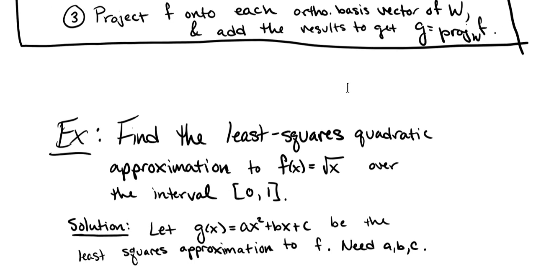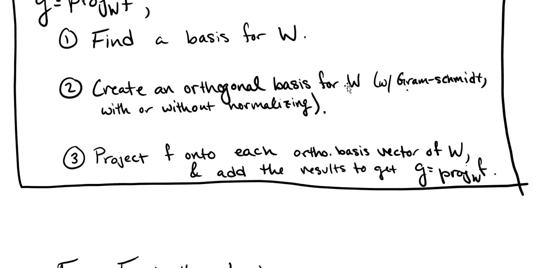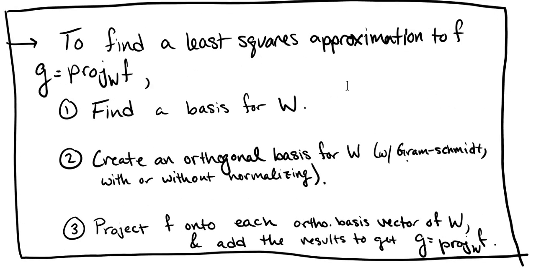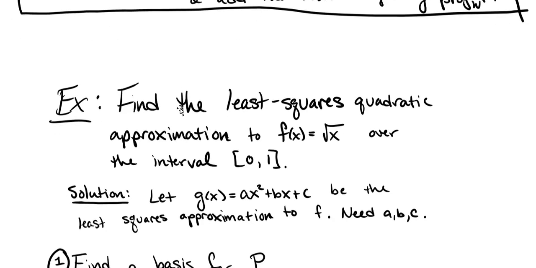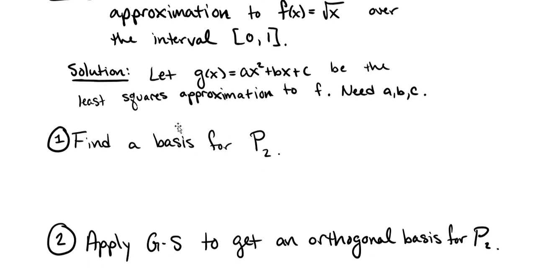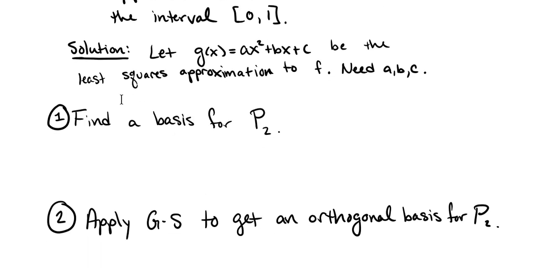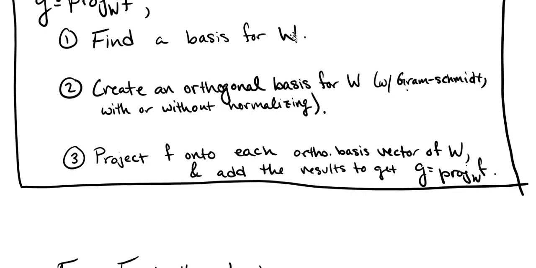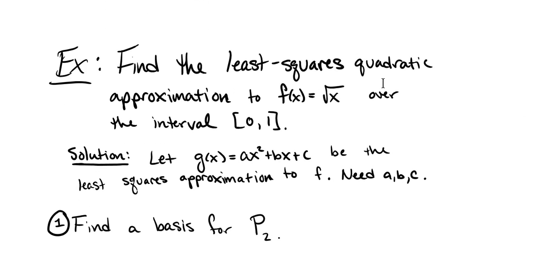Okay, so this is going to be a big example. Now might be a good time to pause, take a break. I'm going to go through this process for this example. Find the least squares quadratic approximation to f of x equals the square root of x over the interval from 0 to 1. I've outlined the solution ahead of time to break it up into more manageable pieces. First step, find a basis for this subspace, which in this case, since it's a quadratic approximation, we're finding the projection of f onto P2, the space of second degree polynomials, quadratics.